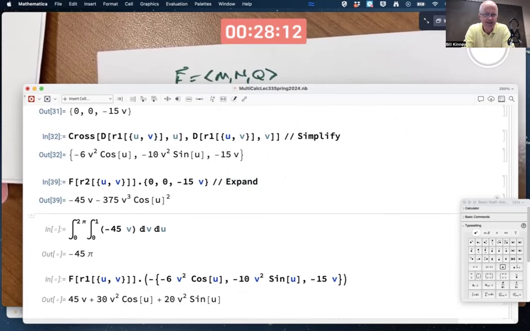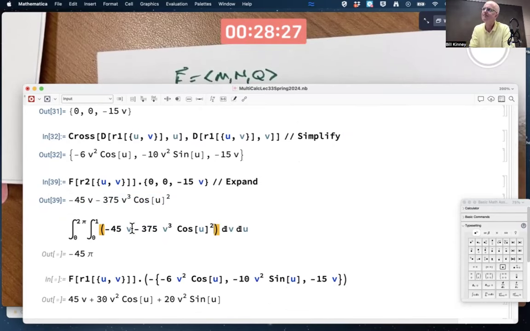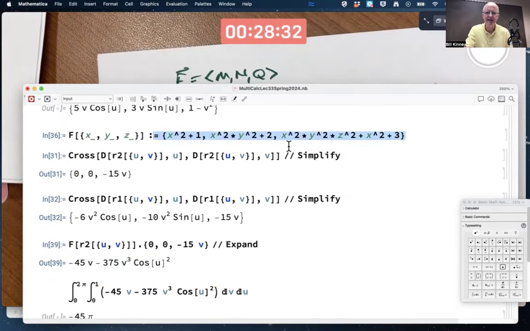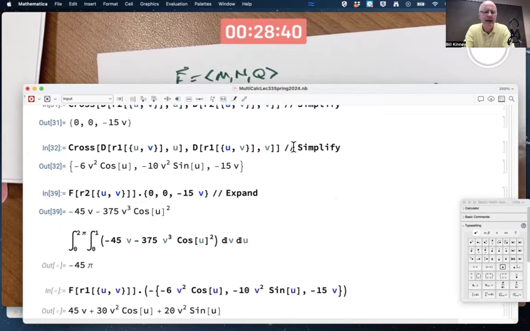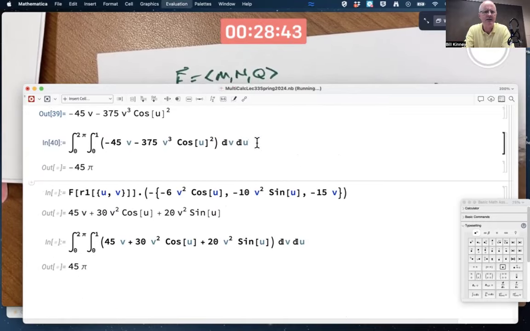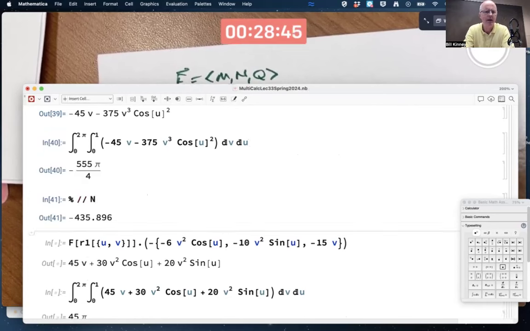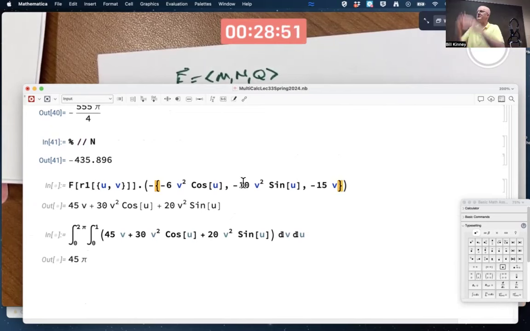So that's effectively the value of the vector field dotted with the outward pointing normal vector, unnormalized, because we're using RU cross RV, over the bottom. The integral of that is going to be the flux over the bottom. Our vector field here has all positive quantities in it. It is, generally speaking, upward pointing, but it's not a constant vector field. We should get a negative answer here. Yep. About negative 435.896.